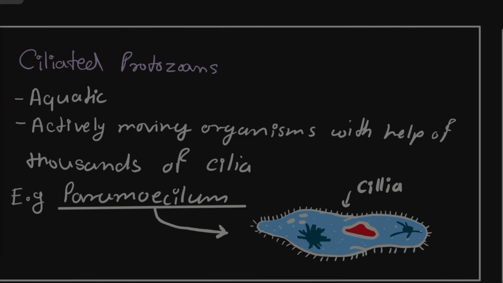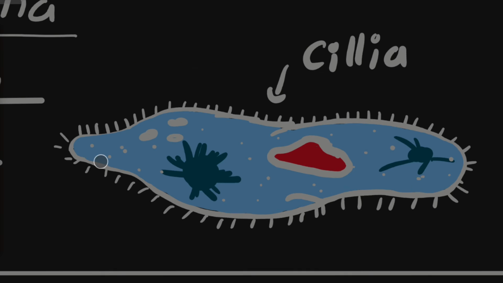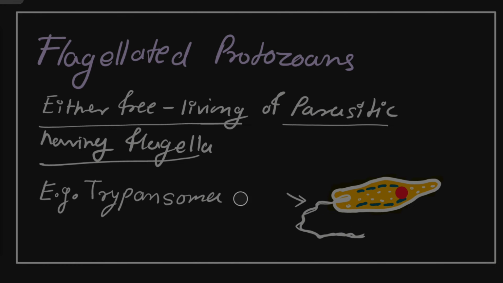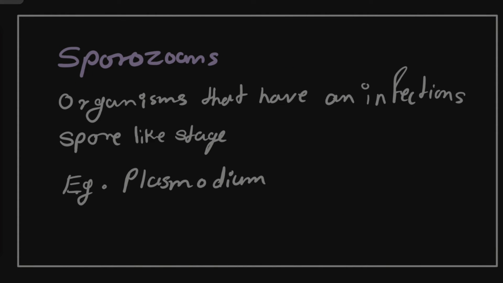The second one is ciliated protozoans. They are also aquatic, actively moving organisms with the help of thousands of cilia on the body. If you can see, these are the tiny hair-like structures which help in locomotion for this organism. Third is flagellated protozoans, either free-living or parasitic, having flagella. This long structure is for their locomotion and active movement. Then there are sporozoans, the organisms that have an infectious spore-like stage. The example is Plasmodium.